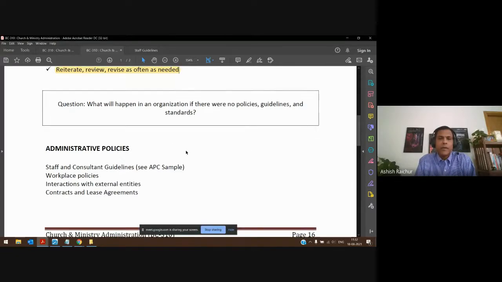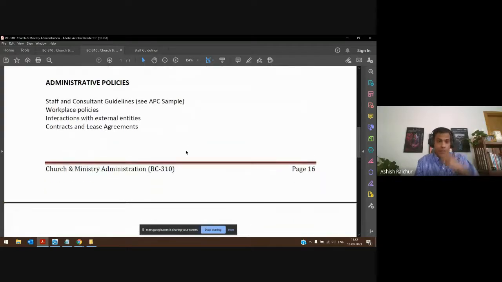Let me talk about administrative policies. These are things from an administrative perspective in an organization. This could be, for example, HR policies. How do you take care of your employees, your staff and your consultants? These could be workplace policies. That means, on what basis do people take leave? What do they do in different situations? Can they take loans from the organization? Different things, workplace related, or if there's conflict, how do you resolve conflict, and so many things.